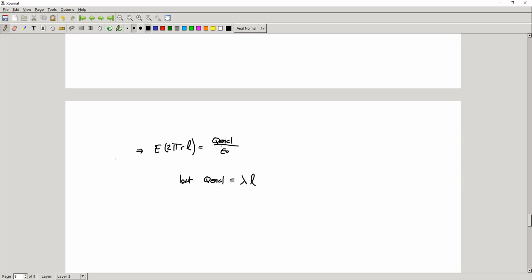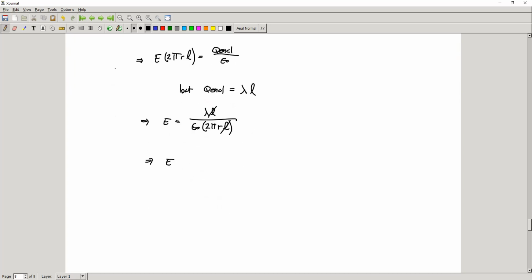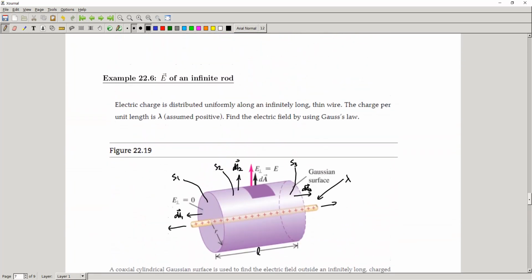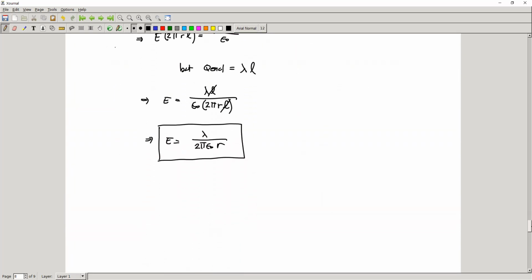We'll isolate for E, and so we end up with E is equal to, well, now lambda L over, we had an epsilon naught before, now we have a 2 pi r L. We can simplify this somewhat, and we end up with E is equal to lambda over 2 pi epsilon naught r. Okay, and we've seen this result before. This is the result that we saw before for the electric field outside of an infinite rod, and that's exactly what we find here, right? Exactly as we expect, and exactly as we found using Coulomb's law previously.